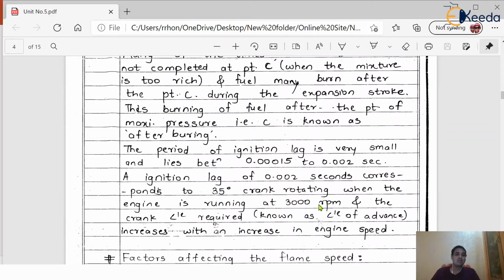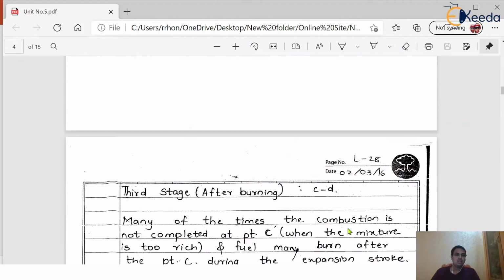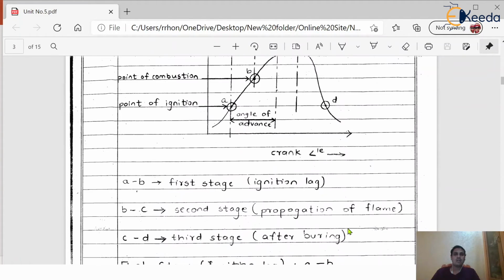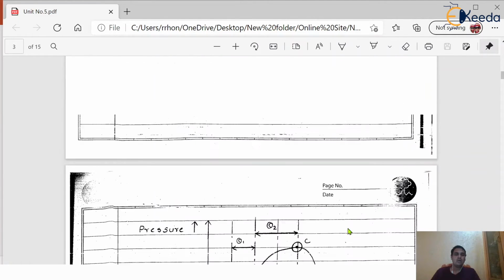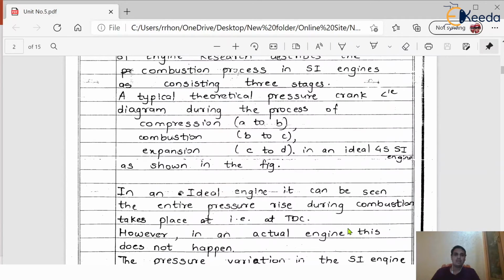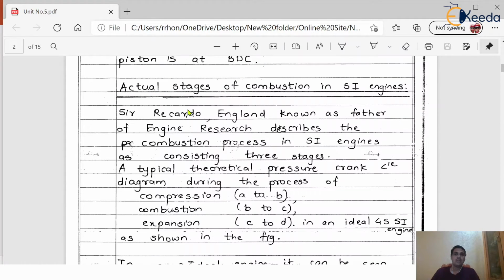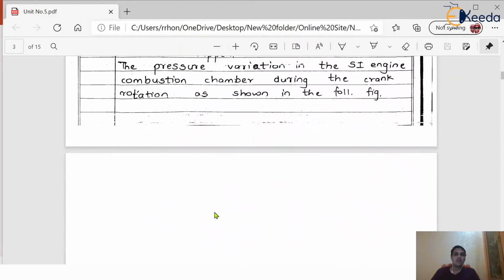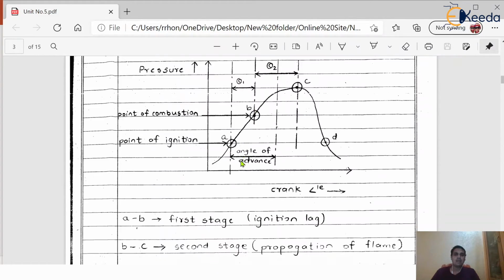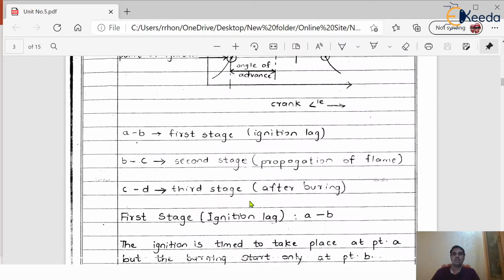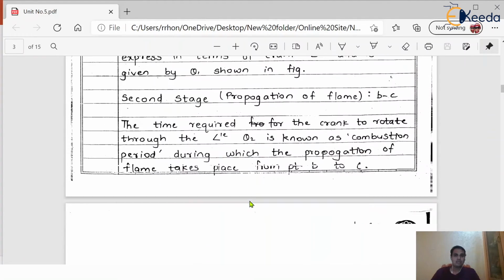at 3000 rpm, and the crank angle required, which is known as the angle of advance, increases with an increase in the engine speed. So this is all about the different stages of combustion. Whenever the question comes in your examination, explain the different stages of combustion in SI engine, you have to write all these things in a detailed manner, and you have to draw this particular diagram and explain each and every stage in a clear manner. Okay.